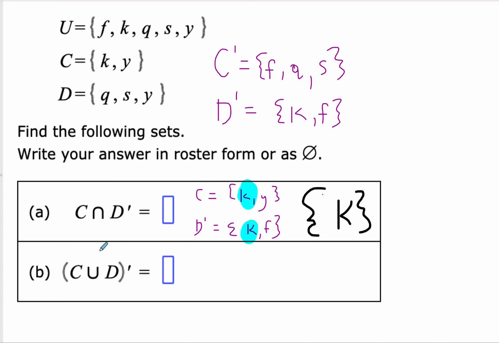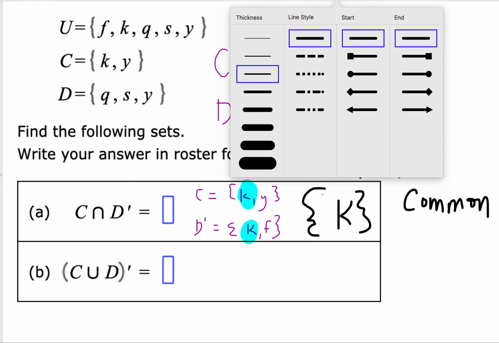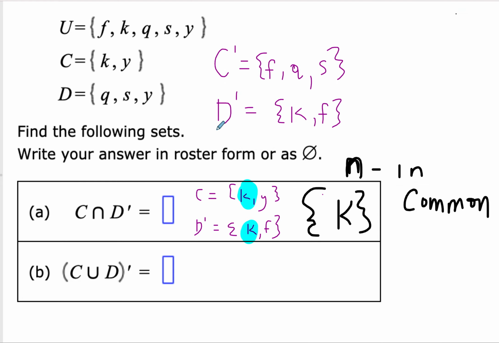The next one, C union D complement. Well, this is different. See, the intersection symbol means what they have in common. So when you see the symbol right here, it means intersection, what is common to both, or three sets, or four sets. What do they have that's the same? Now the union means, let's write down everything. So let's get this party started and write down everything we can see.